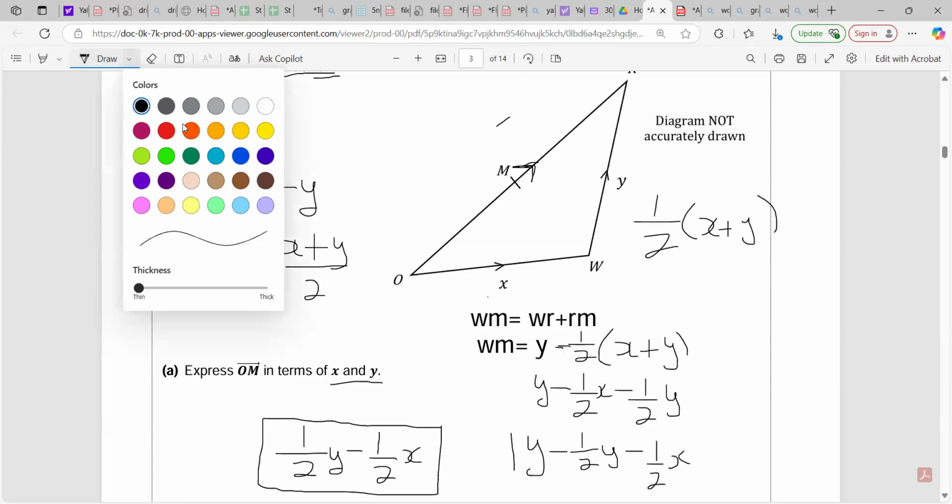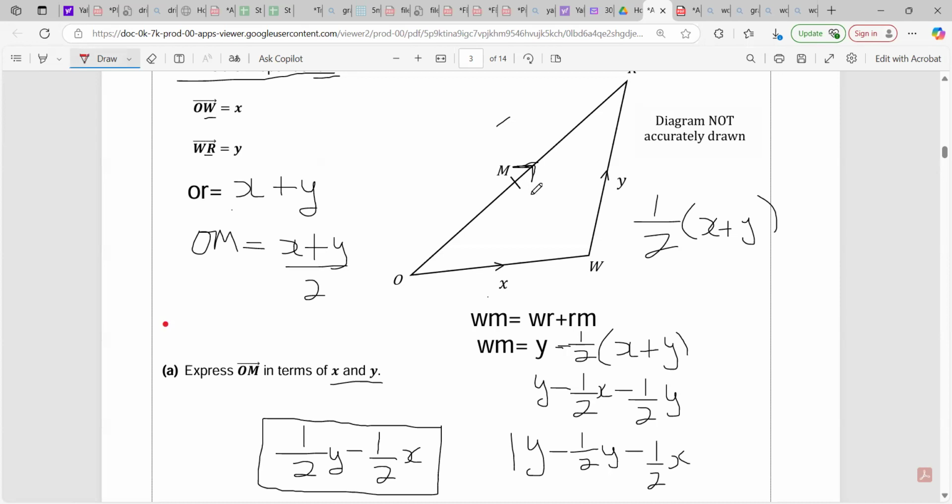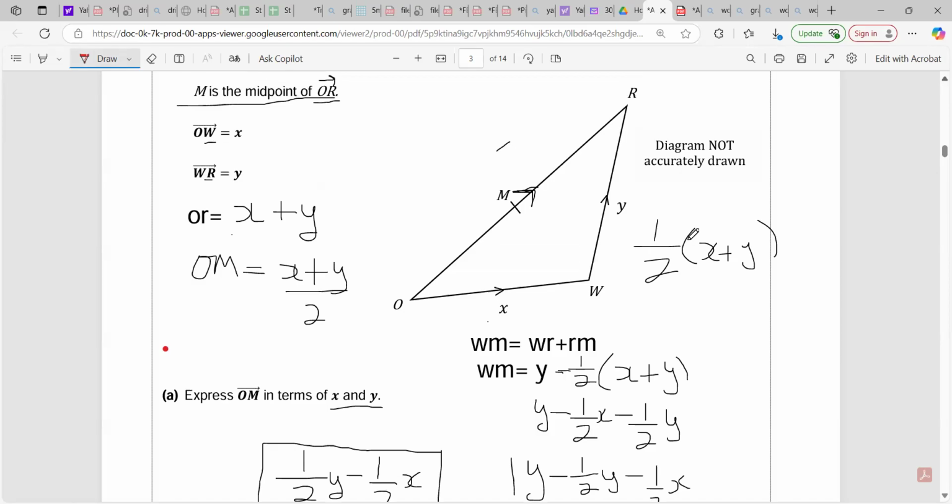I'm going to use a different color. I'm going to color code it, right? So basically, we're going to go from W to R, because that's the route. You can't go directly, like from W to M, right? So we have to choose a route we want to go. I chose the route from W to R, which is here. The length of this is y. That's why I have y here, because they said that the length is y.